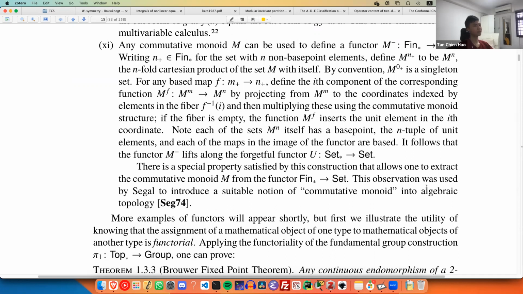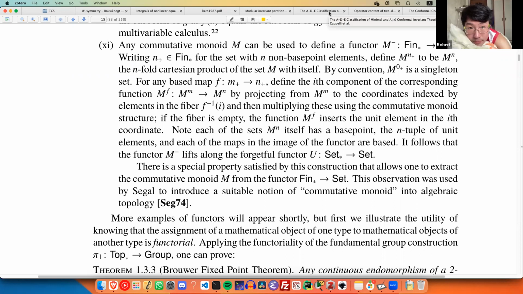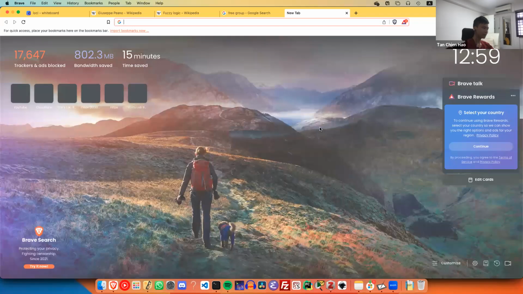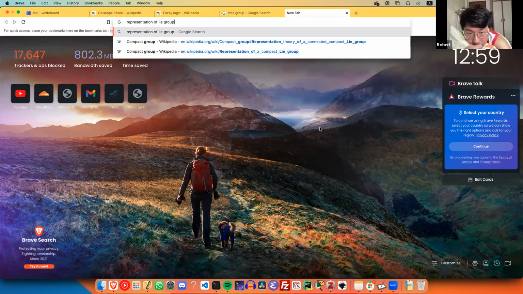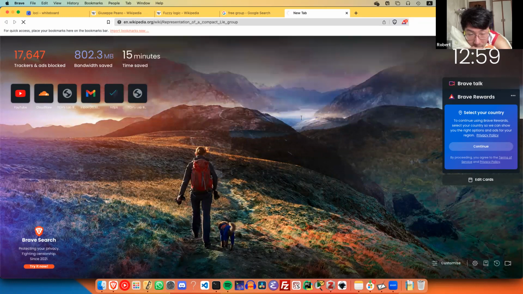I'm currently trying to study, let me think, some high power topics in Lie theory. Like representations of Lie groups. Representation of compact Lie groups.